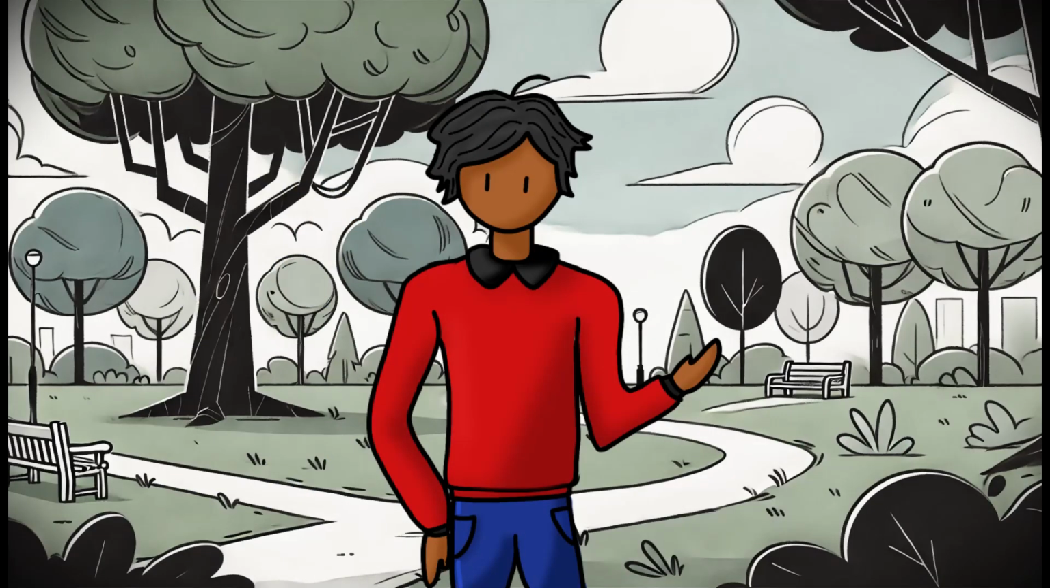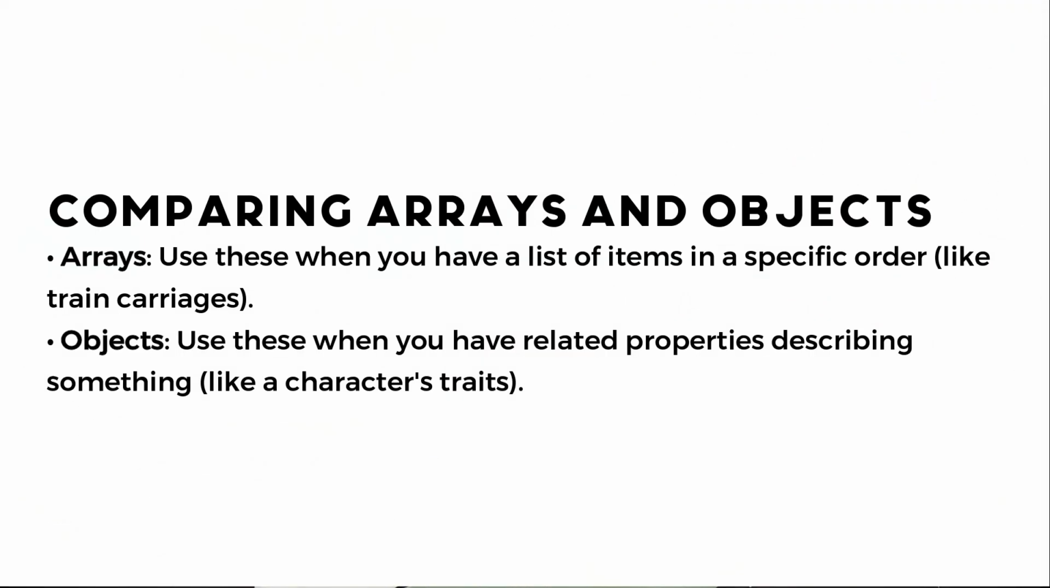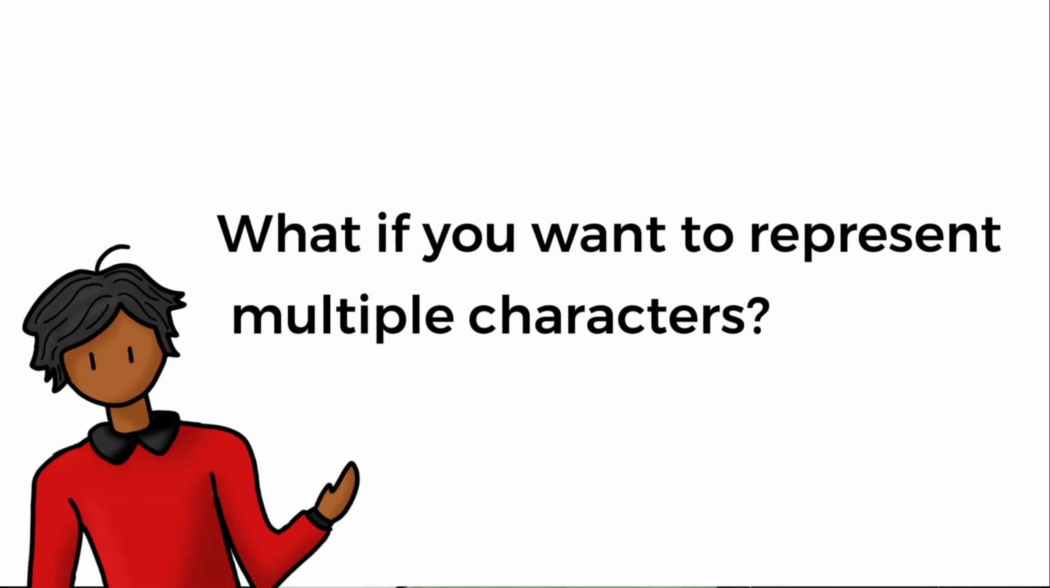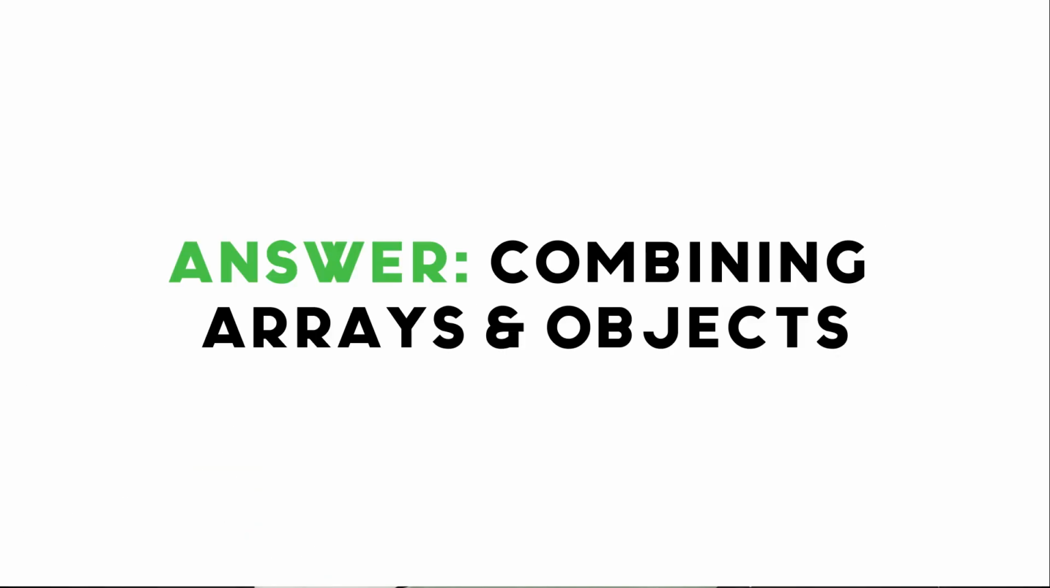Let's compare the use of arrays and objects. Use arrays when you have a list of items in a specific order, like train carriages, and use objects when you have related properties describing something, like a character's traits. Now, what if you want to represent multiple characters? You can combine arrays into objects.